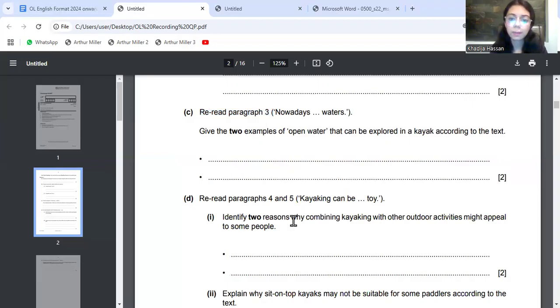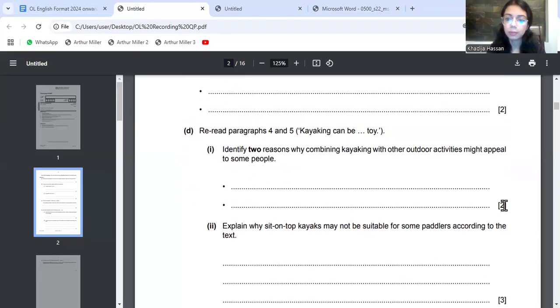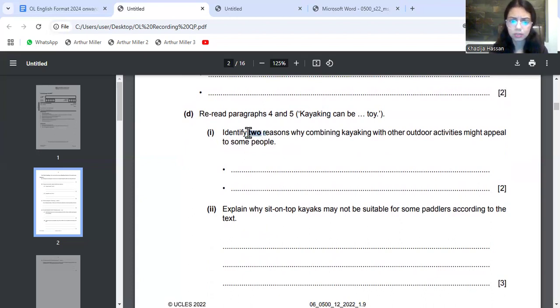Identify 2 reasons why combining kayaking with other outdoor activities might appeal to some people. So 2 reasons, 2 marks. It's always a good idea to read the number of marks per question as well, because that gives you an idea of how many points you have to write. Although in this case, it's already been established in the question itself.